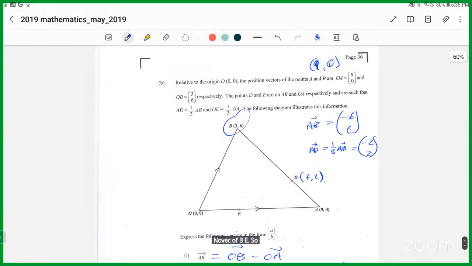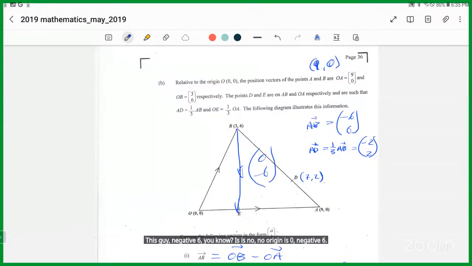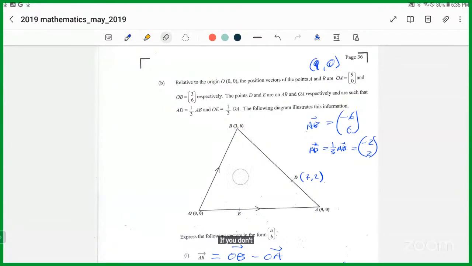BE is basically 0, negative 6. Horizontal is 0, and I come straight down. But if you don't know, we can say I'm going from B to E. We can use OE, which is 3, 0, and OB, which is 3, 6 right here.